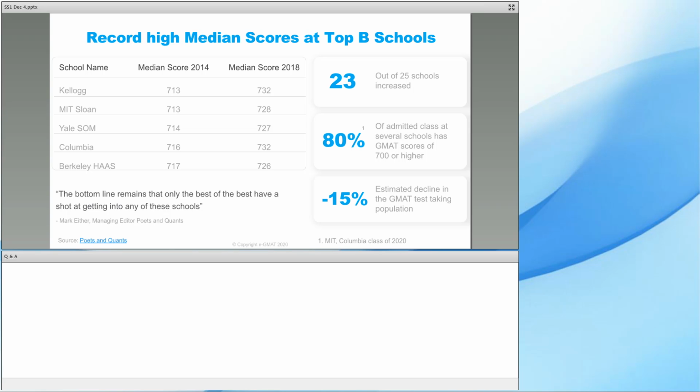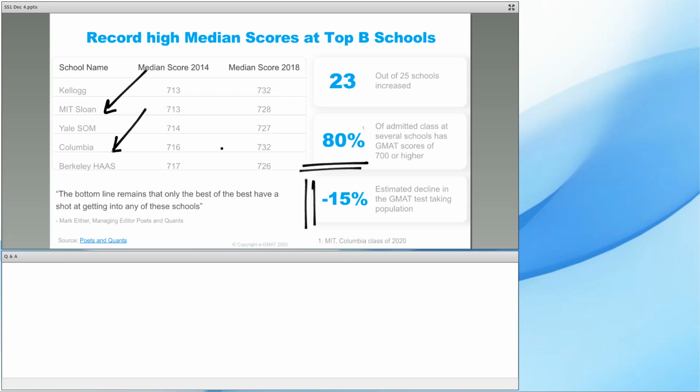There are certain schools such as MIT and Columbia where about 80% of the admitted class has a score of 700 or higher. What these schools are essentially telling you is that if you don't have a 700, don't even bother applying. For the remaining schools, we don't know. They don't provide that data. Other schools could have a similar statistic. It's just that these two schools provide this data.